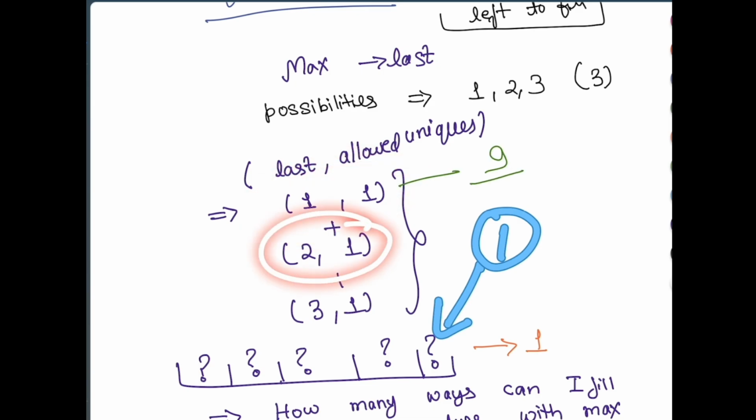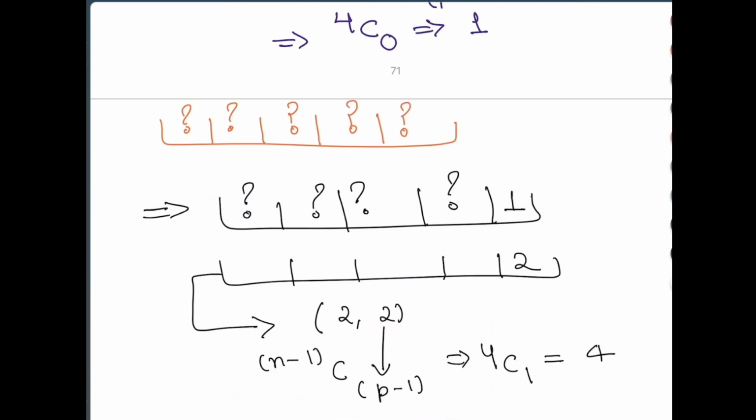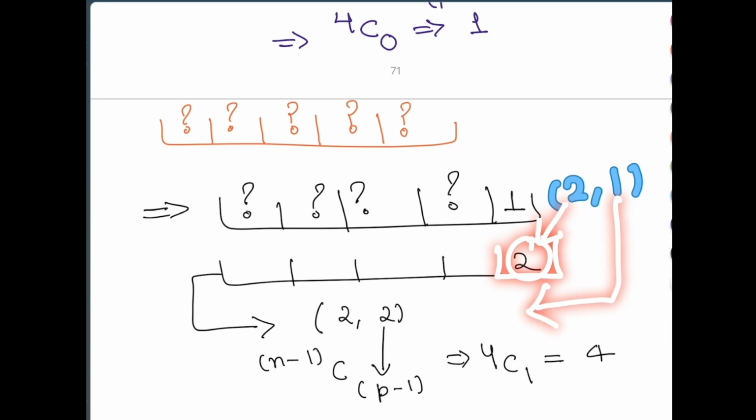Now, if I call with 2, 1, what are we going to get? It will look something like this. This is the last element, which is 2, right? We are calling this with 2, 1. It means that this is my last element, 2, and I have just one possibility in this array. That is, I will fill all my elements with 2 only.